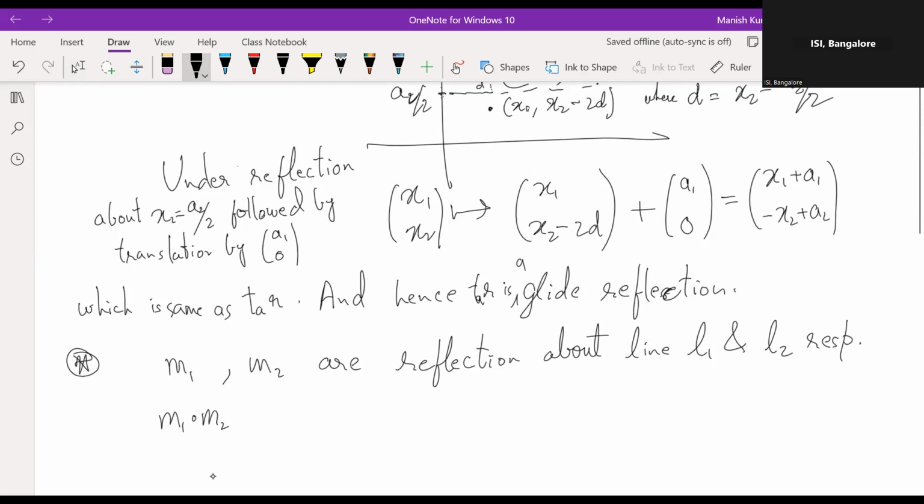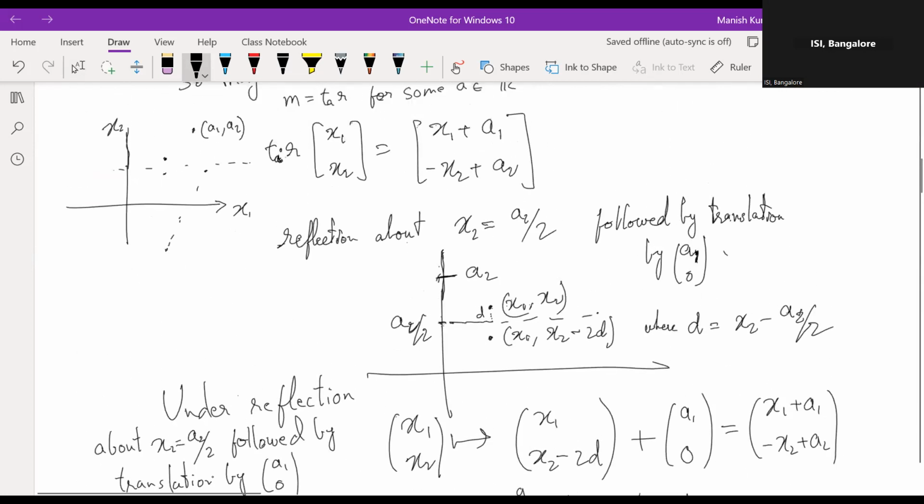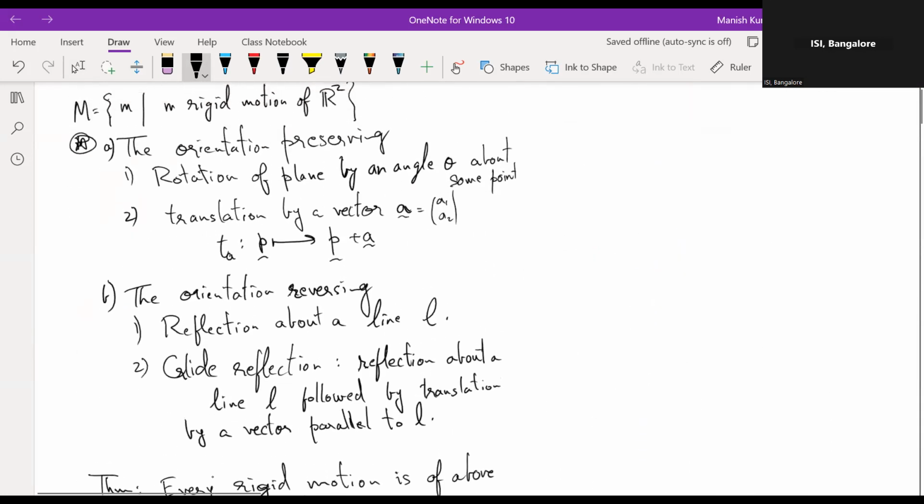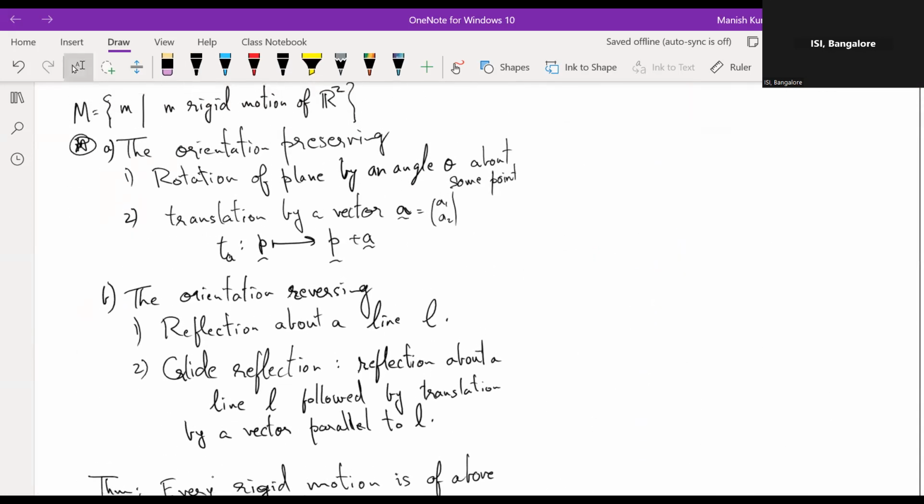So M1 is orientation reversing, and so is M2. So what is M1 composed with M2? It's orientation preserving, right? So it has to land in this category: it's either a rotation of the plane by an angle theta about some point, or it is a translation.